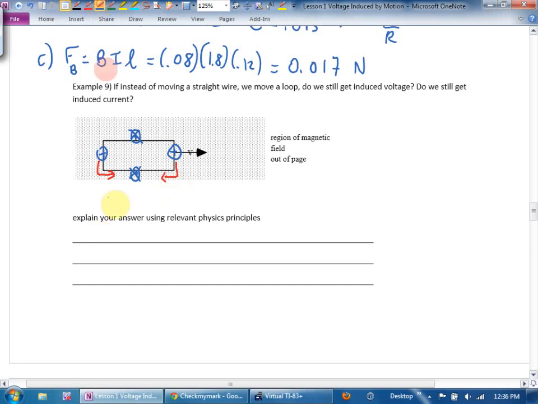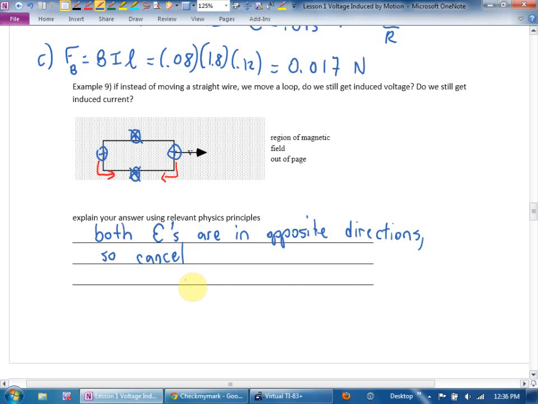Both EMFs are in opposite directions, so they cancel. It was a good thought.